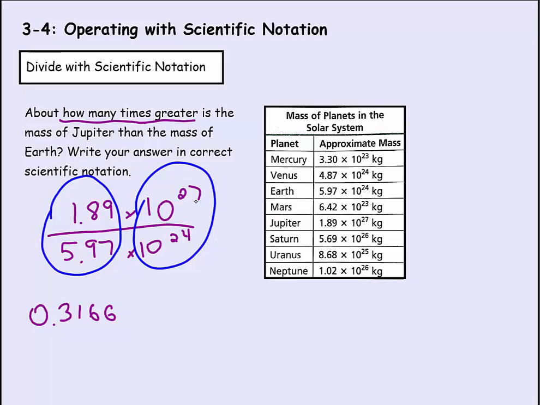Now we can deal with these ones here. 10 to the 27th divided by 10 to the 24th. We learned in a previous lesson that you subtract the powers here. So that becomes 10 to the 3rd. So here's our answer. 0.3166 times 10 to the 3rd.